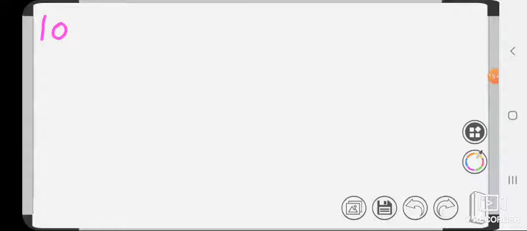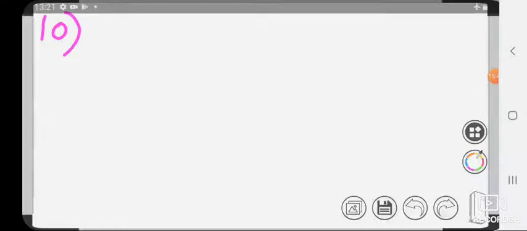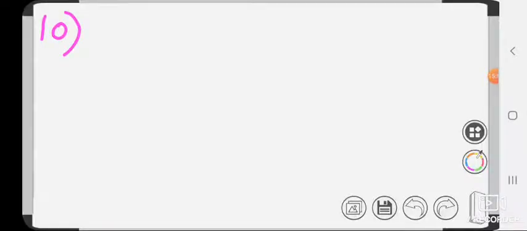Last question from that exercise. Raju and Ramu decide to share expenses in the ratio 2 is to 3. First let me write the ratio. Raju is to, I'm writing the short form, Ramu.